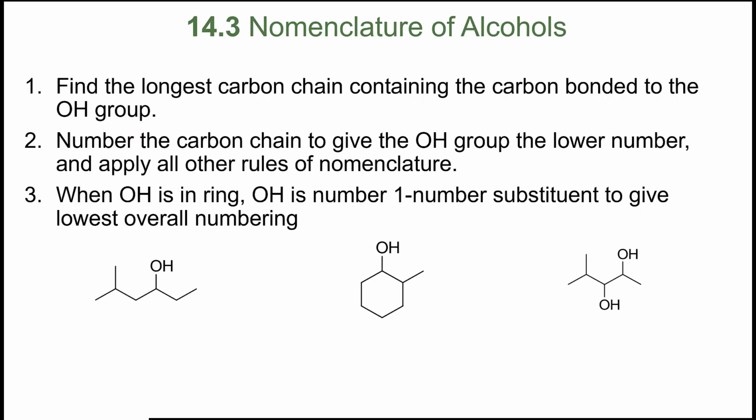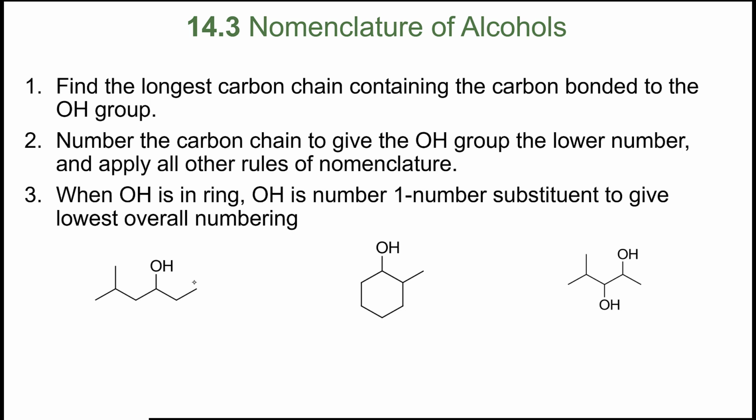To name alcohols, you want to find the longest carbon chain that actually has the OH group as part of the carbon chain. Then you want to number the chain to give the OH the lowest number, and then apply all of our other nomenclature rules. If the OH is in a ring, the OH is going to be number 1, and then all the other substituents will follow to give the lowest overall numbering.